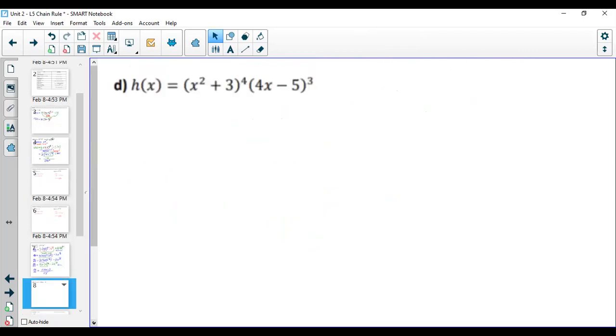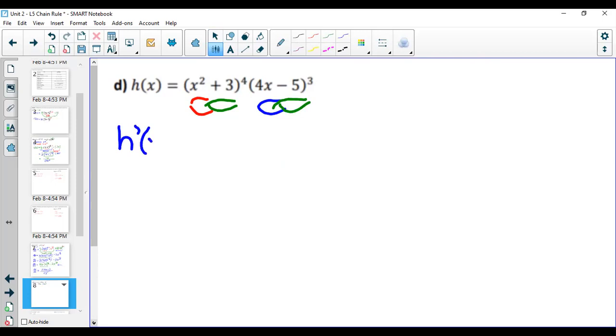x squared plus 3 to the power of 4. So I have to do my outside derivative to this one, as well as my inside derivative for that question. Again, for 4x minus 5 to the power of 3, I have to do the outside and the inside. So I have to do chain rule quite a bit. This is an h of x function.